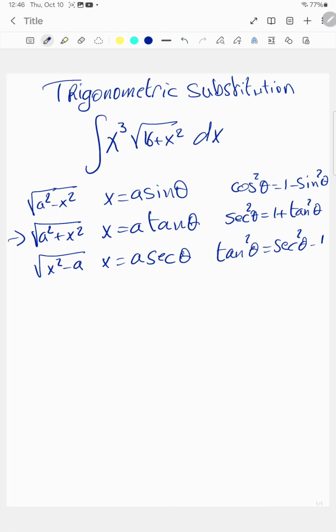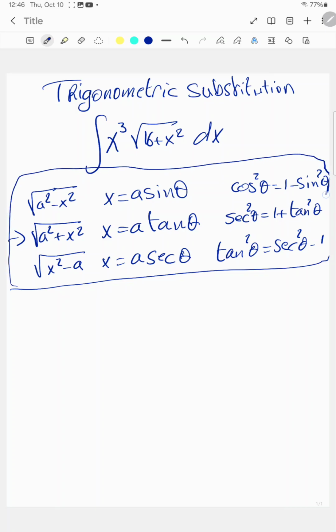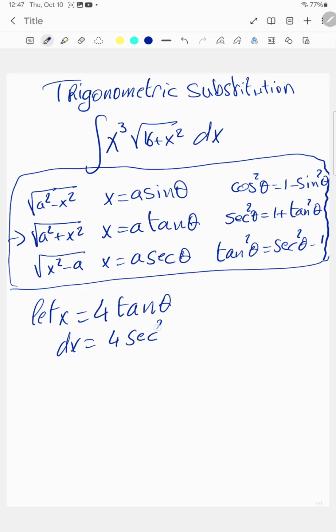This explanation is outside of solving this problem. I'll keep it like that. Let x equal, instead of a, in that case it's 4 tan of theta. So my dx is equal to 4 sec squared of theta d theta.